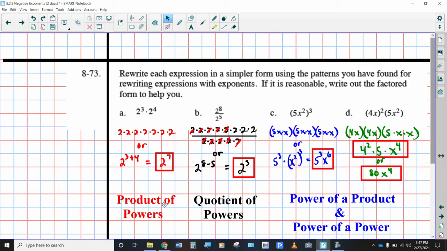All right, so there's a review of all of our properties for exponent rules that we have learned so far. And you can bet these types of problems are going to show up on the chapter test. So we want to make sure we have these mastered.